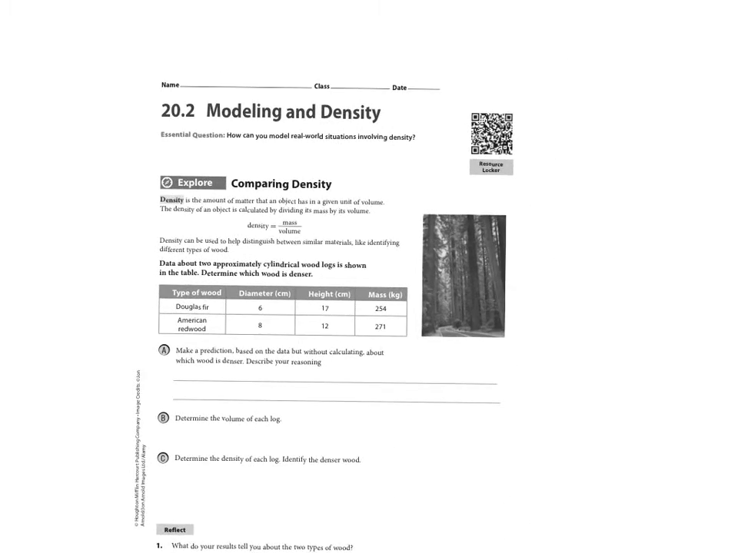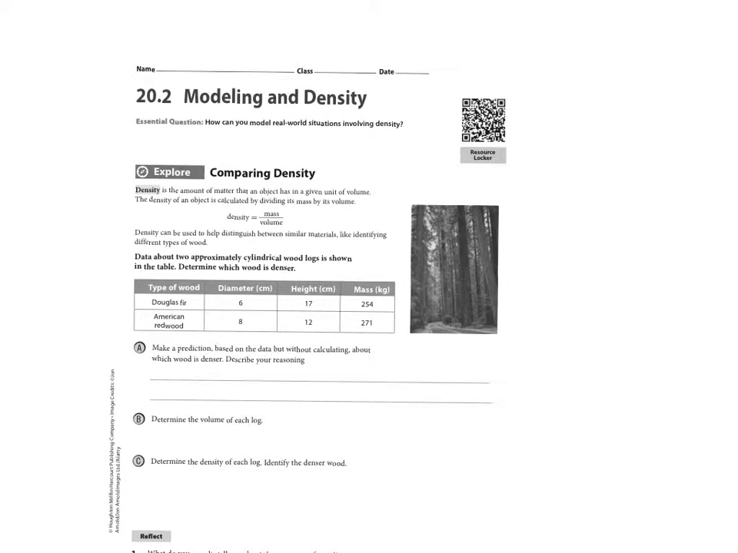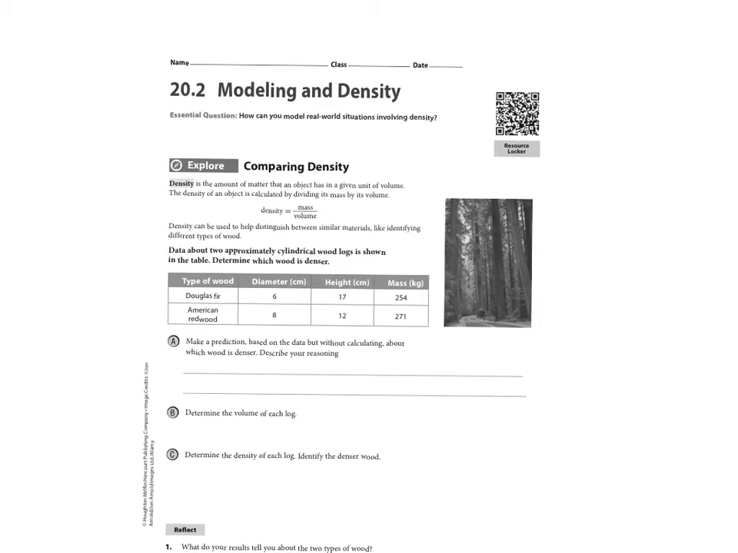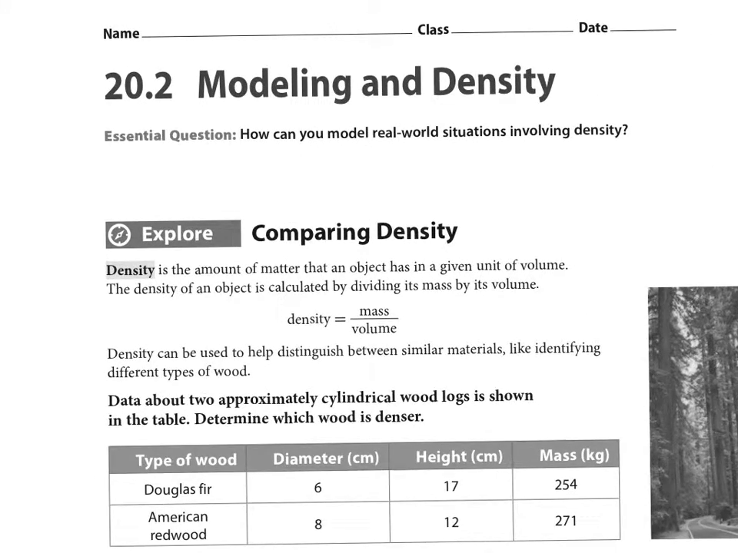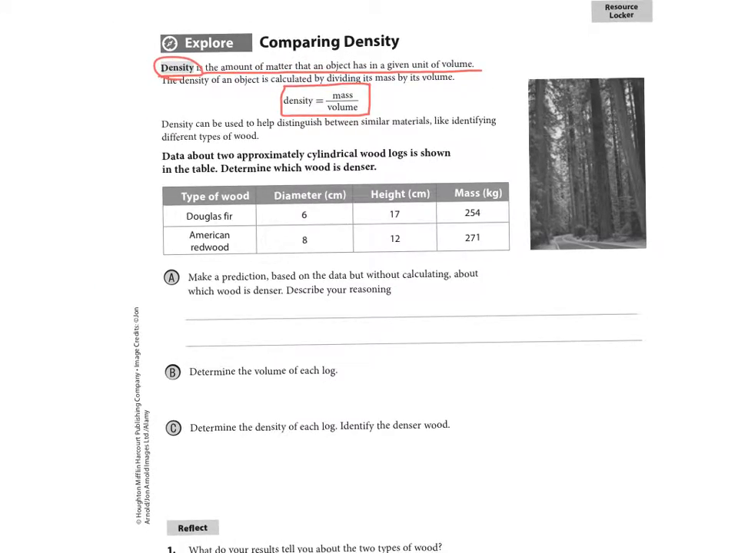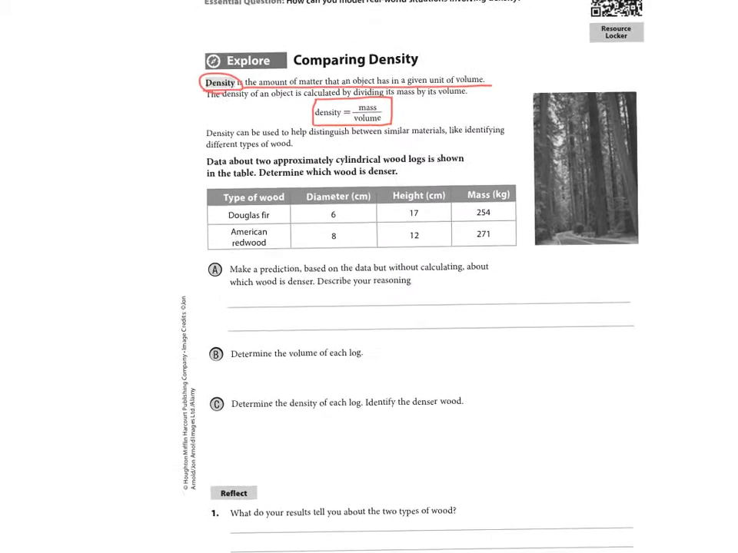Okay, so we are going to do 20.2 today, modeling and density. And this is on page 1047. So up here, you see density is the amount of matter that an object has in a given unit of volume. And here's the formula, mass divided by volume. So here it talks about some wood, and it wants you to kind of guess which one's denser.